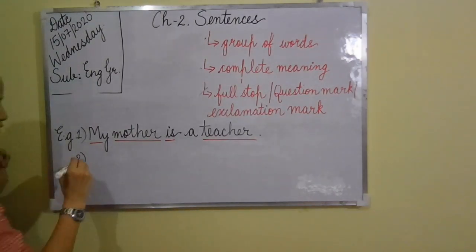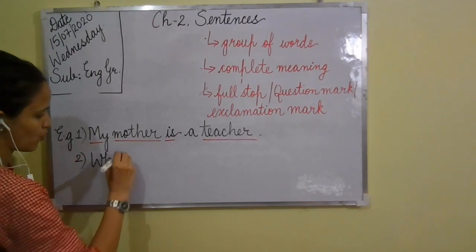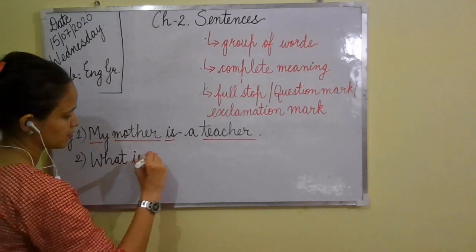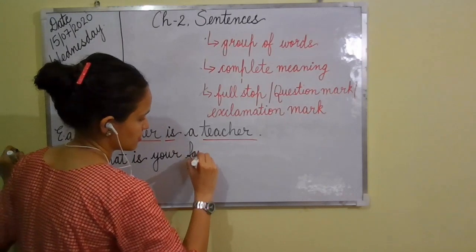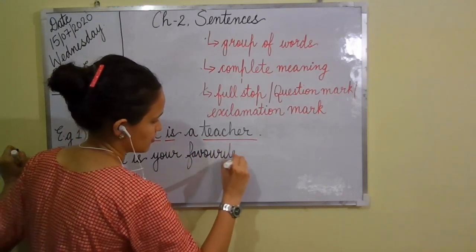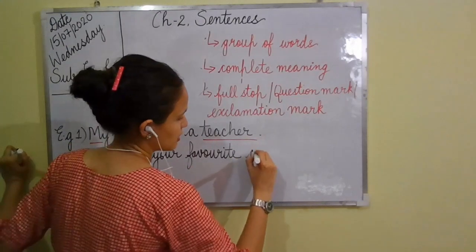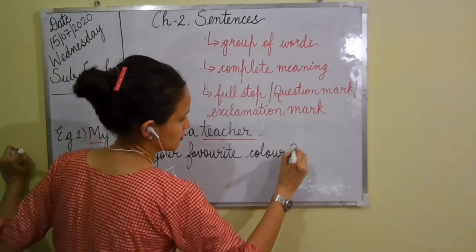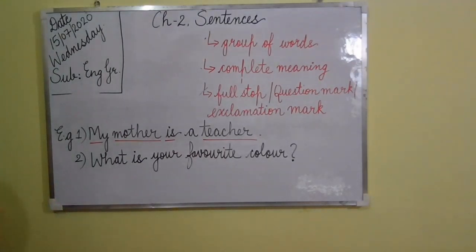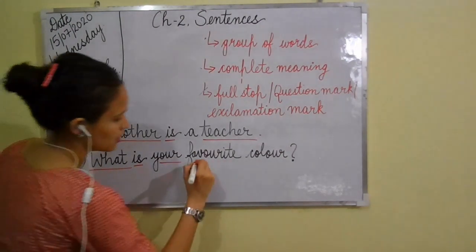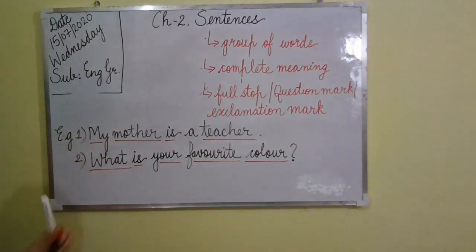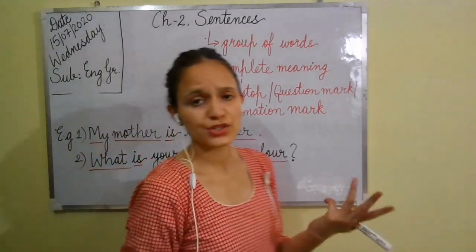Second one is, what is your favorite color? Now you can see here in the second sentence, can you see the group of words? What is your favorite color? These all are the words. So group of words you can see here. Now, what is your favorite color? What is your favorite color?